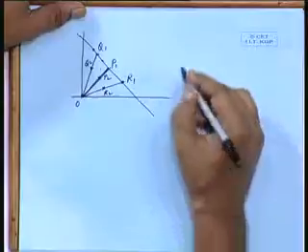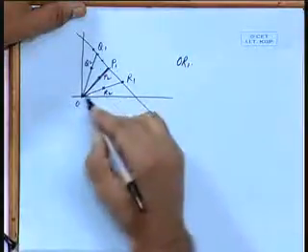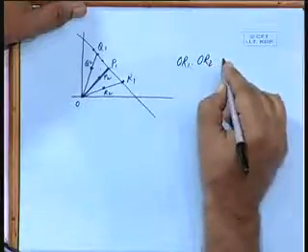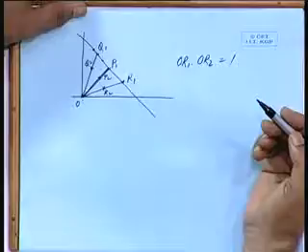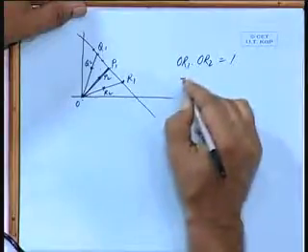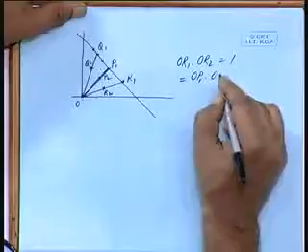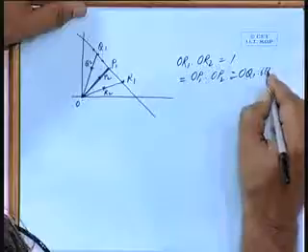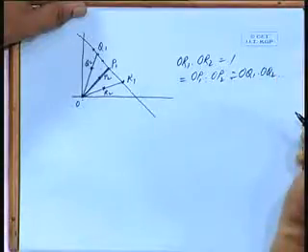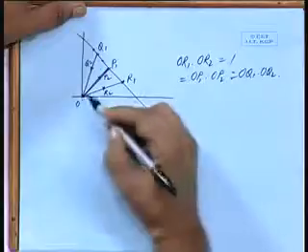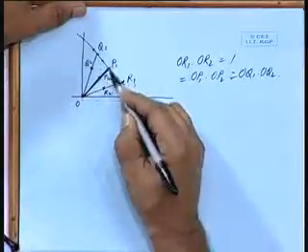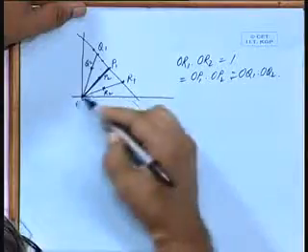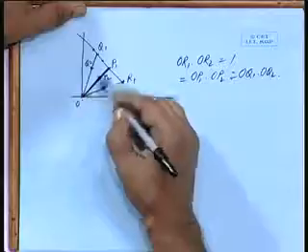Okay. Now, OR1 into OR2 is equal to 1, is it not? Because OR2 is 1 by OR1, and that is equal to OP1 into OP2, which is equal to OQ1 into OQ2, is it not? Is that all right? Now, P1 is a perpendicular, all right? This is a perpendicular, that is, this is the shortest length.